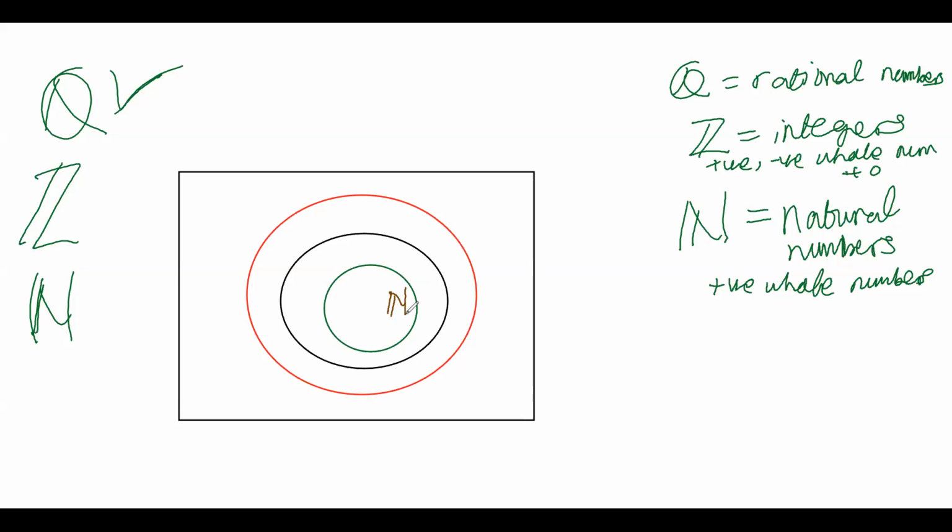So which one is the second smallest? Z, integers, I guess. Integers, because there are some rational numbers that are not integers. 2 over 5 is a rational number, but it's not an integer. 7 is an integer and it's also a rational number because you can write it as 7/1. So definitely Z is the next. Then the last one will be Q. Actually it's a script Q like this. So that's part of the question.